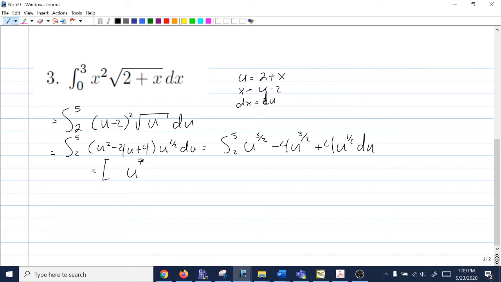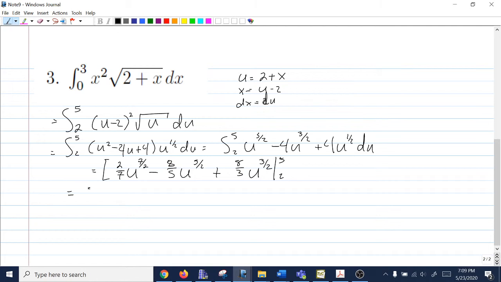I get u to the 7/2 times 2/7. This one's u to the 5/2 times 2/5, with the 4 makes that 8/5. This is u to the 3/2, puts a 2/3 out front, with the 4 makes it an 8/3. I need to evaluate that from 2 to 5.